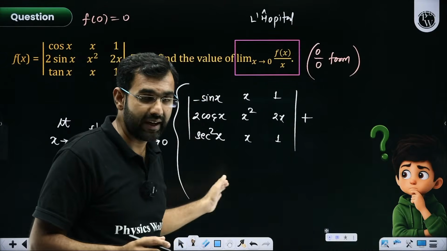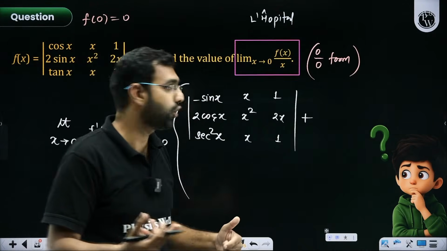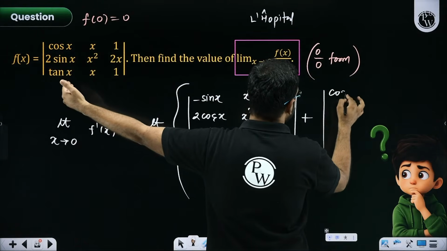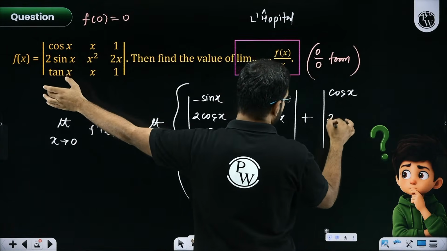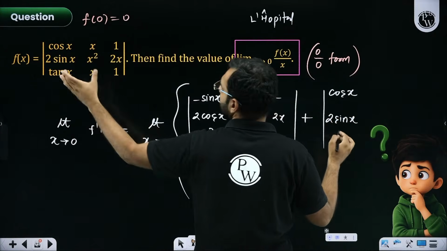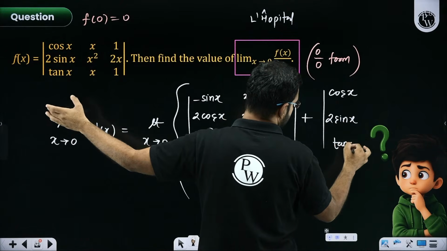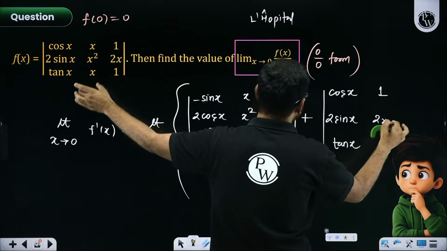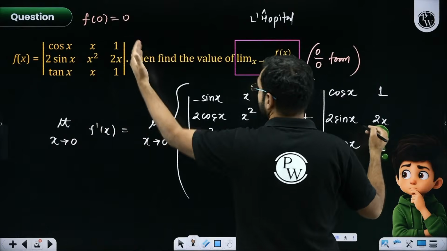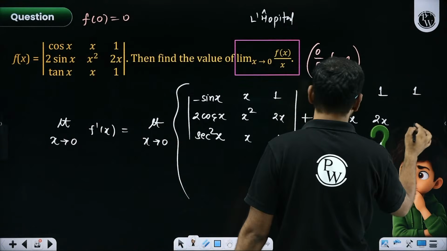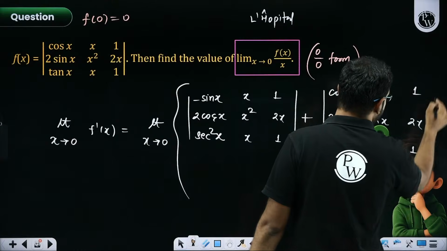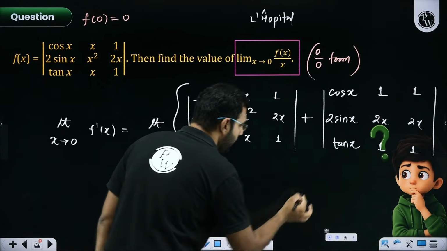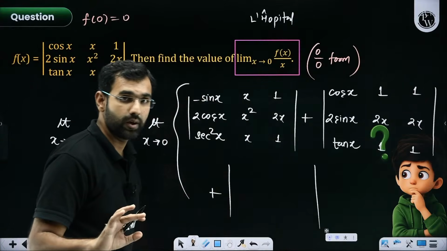Now first column I have differentiated, I'll be differentiating the second column now, keeping the first column as it is. So first column is cos x, then 2 sin x, then 10x. Now derivative of x is 1, derivative of x square is 2x, derivative of x is 1. Third column as it is, which is 1, 2x and 1. Everybody getting it? Plus derivative of the third column, keeping first and second column as it is.